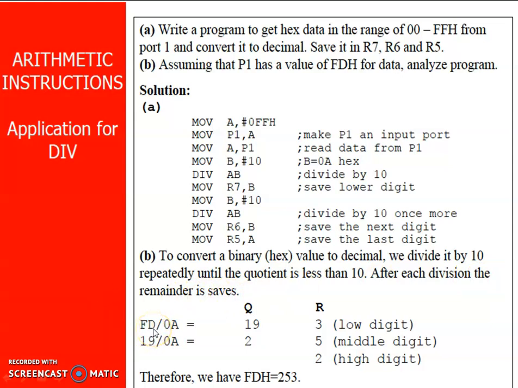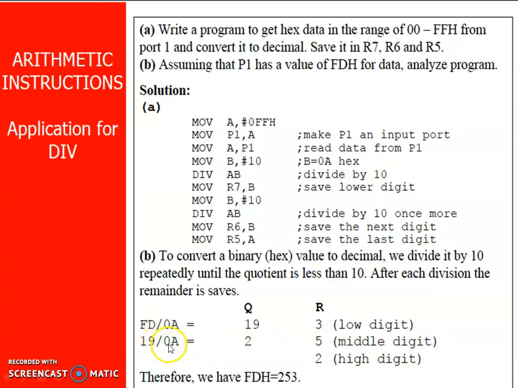FD divided by A. So FD is nothing but in decimal it is 253. 253 divided by 10, you will get the quotient as 25, where 25 is decimal. If you convert it into hexadecimal, here you will get 19. And the remainder is 3. So next we have to divide this quotient by 10 again.